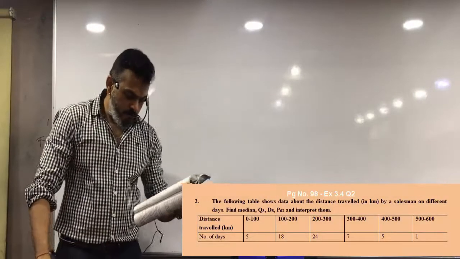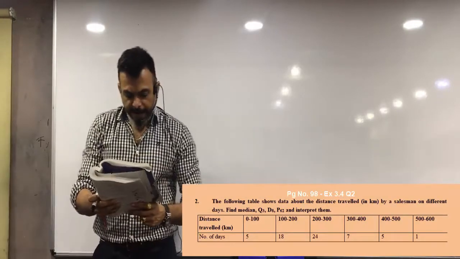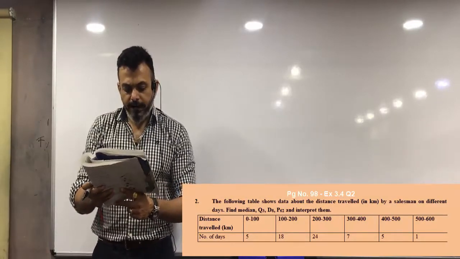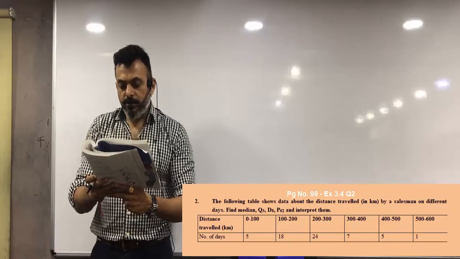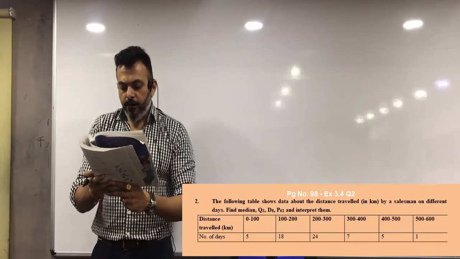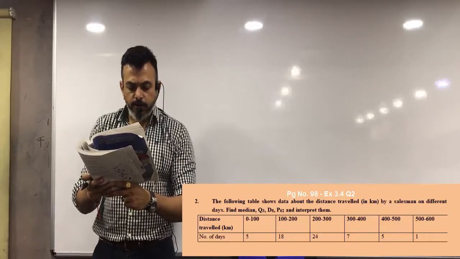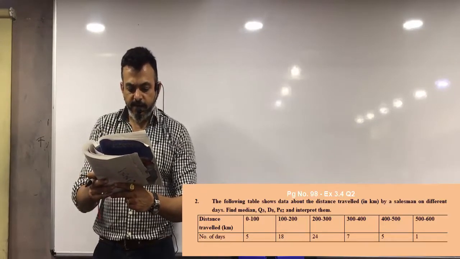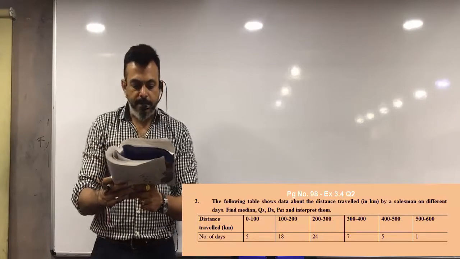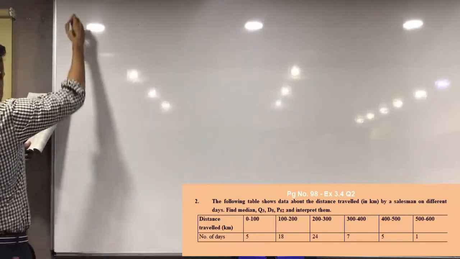Exercise 3.4, page number 98, question number 2. The following table shows data about the distance traveled in kilometers by a salesman on different days. Find median, Q3, D8, P62 and interpret them. Right. Class.